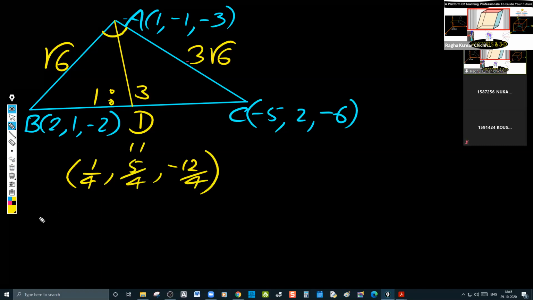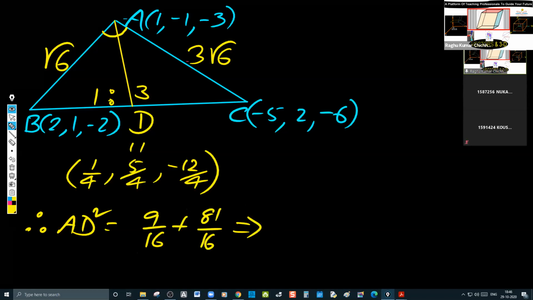Therefore, we need the length of AD. It's nothing but x1 minus x2 whole square plus y1 minus y2 whole square plus z1 minus z2 whole square. That is the distance formula. I'm writing AD square here. 1 minus 1 by 4 whole square, so 3 by 4 whole square, 9 by 16. And it is minus 1 minus 5 by 4, 1 by 16. And it is minus 3 plus 3, this is 0. So the length of AD is nothing but root 90 by 4, that is 3 root 10 by 4 units.